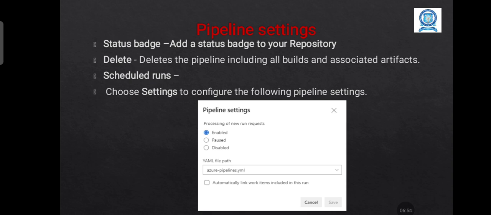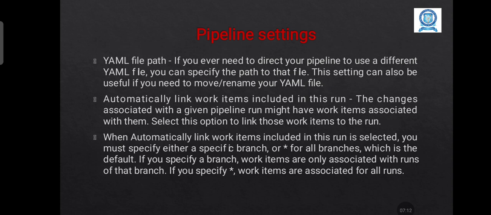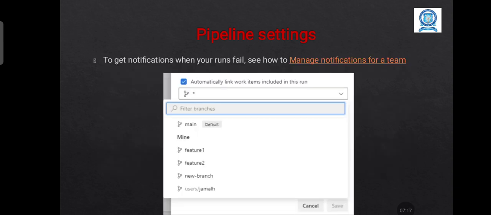For that, we have to go to the settings to configure the following pipeline settings. Also, we have options to do various settings like processing of new run requests. The options will be by default paused and disabled. Also, there are several other options and settings available for our pipeline. And also we can get notifications when your runs fail, and we can see it under Manage notifications for a team.